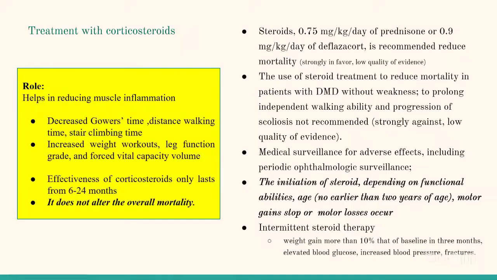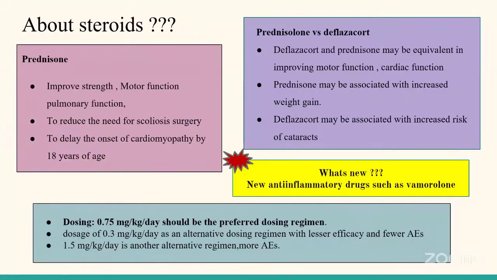For ambulatory patients, we give 0.75 mg per kg per day. This is the most commonly used regimen daily, or some of the clinicians are also giving weekend off. Some of the clinicians are giving it for 10 days per month, but the most favored regimen is 0.75 mg per kg daily, and for non-ambulatory children, 0.3 mg per kg per day. Prednisolone is the most commonly used steroid. Many clinicians prefer deflazacort. Deflazacort has certain advantages, but it also has some disadvantages, in the form of early cataract formation. Otherwise, it causes less weight gain, and many clinicians prefer deflazacort also.